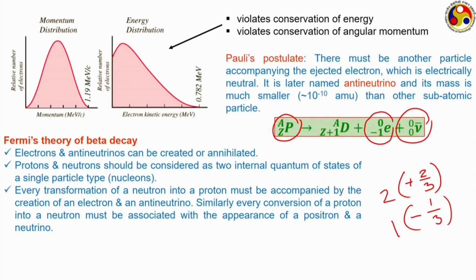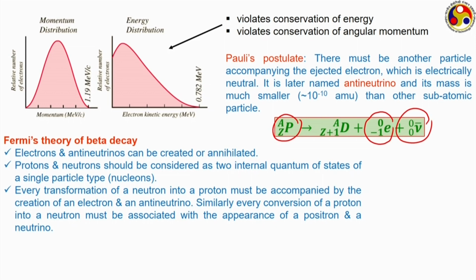Whereas, when you talk about a neutron, for a neutron we have 1 up quark and 2 down quarks, giving it a total charge of 0 or making it electrically neutral. Therefore, just by conversion of an up quark to a down quark or a down quark to an up quark, we can convert neutron to proton or proton to neutron, and hence they should be treated as a similar kind of particle.